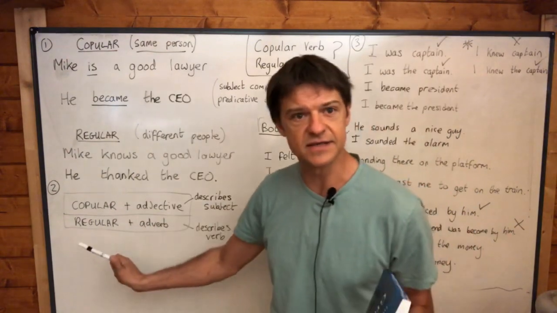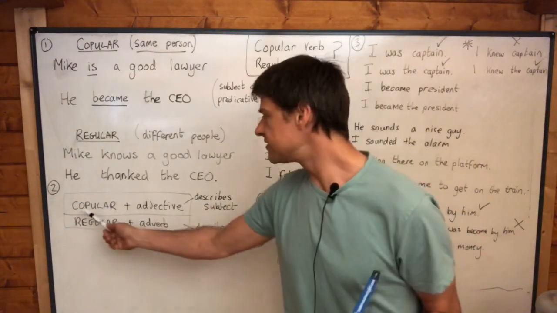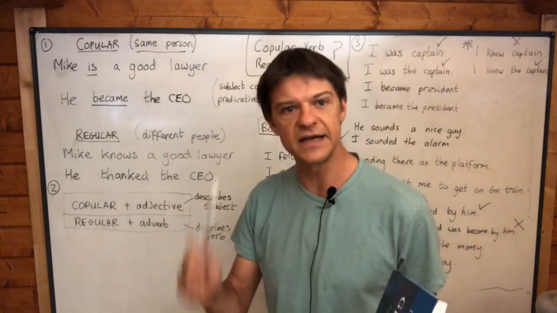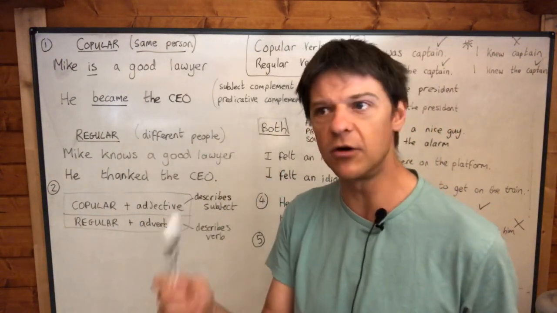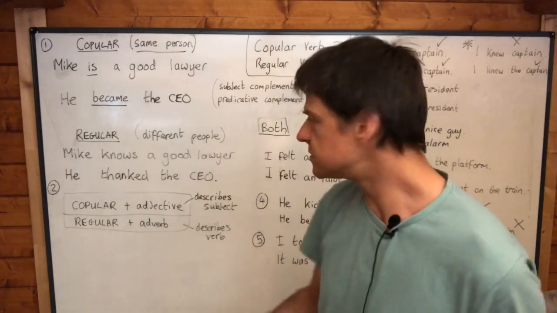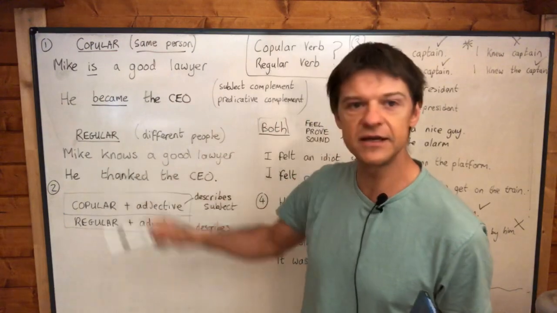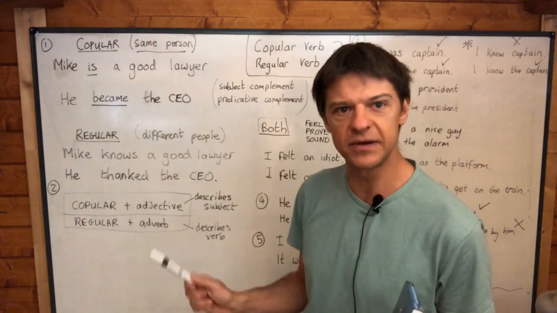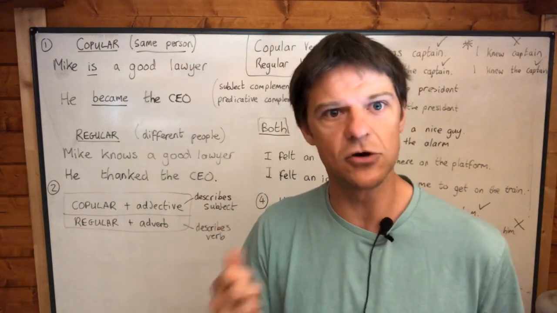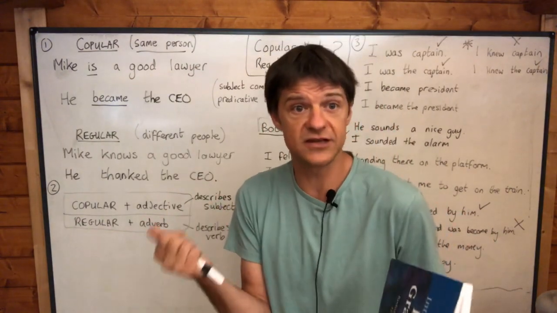A second difference between these two is that you can use a copular verb with an adjective. It was fun. It was good. He was happy. She was sad. You can't do that with any other regular verb. You can only do it with copular verbs. This is why get is a copular verb, because you can say it got hot. That's a regular adjective, hot.